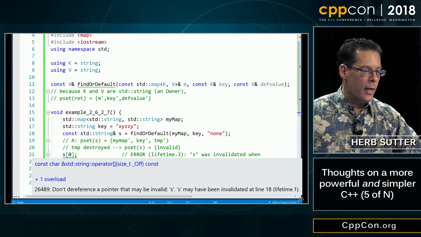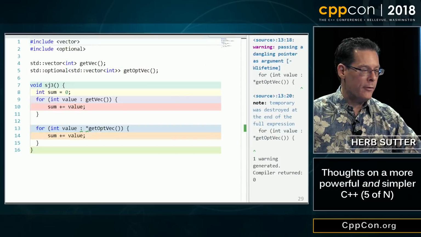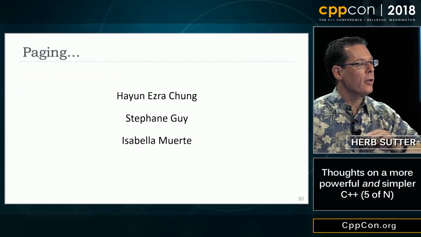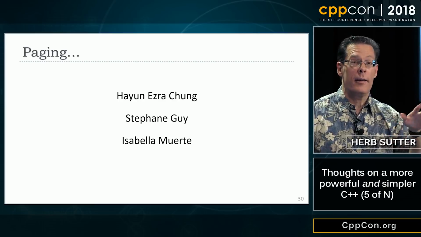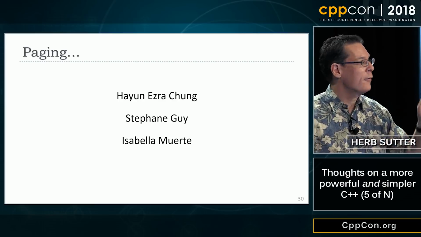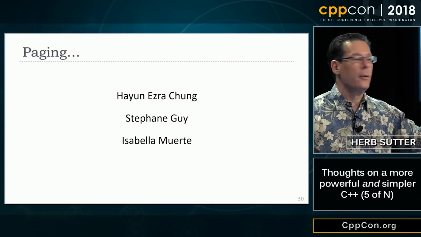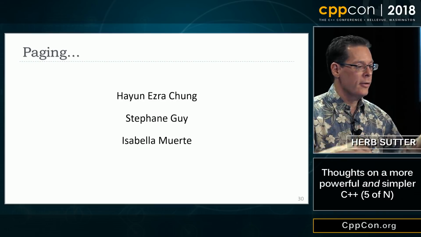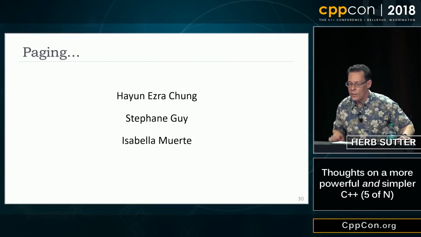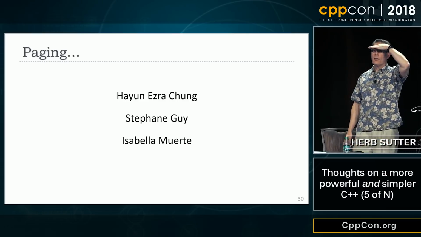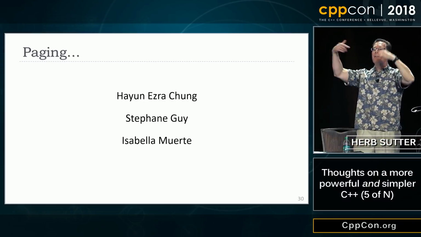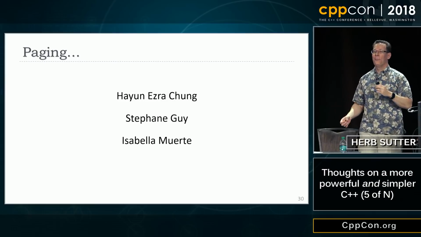Excellent, thank you. For time, we'll skip over the next couple of examples. You'll find many more in the paper, but we also want to acknowledge 3 examples that were submitted in the SCM challenge. So these 3 folks, if you're in the room, can you please stand up? Can we see you, and can you come to the front? Hayun Ezra Chung, Stefan Guy, and Isabella Muerte. Who's here? All right, run, it's such a long room. Give them a hand.